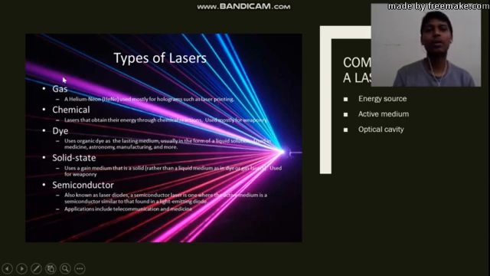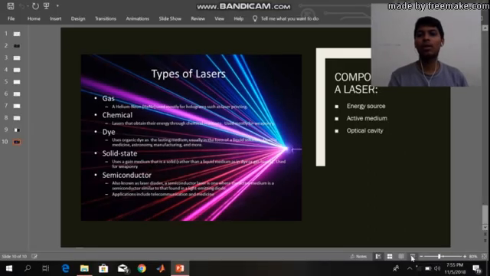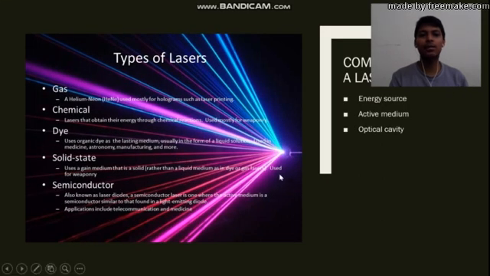Types of lasers: we have gas lasers, chemical lasers, dye lasers, solid state lasers, and semiconductor lasers. So what are gas lasers? The laser in which the active medium is nothing but a gas is known as a gas laser. A common example of gas laser is the helium-neon laser. In the helium-neon laser, we don't actually excite both the atoms, but we excite the helium atom, which in turn excites the neon atoms, and energy transition from higher level to lower level takes place and laser formation occurs. This helium-neon laser is used mostly for holograms such as laser printing.